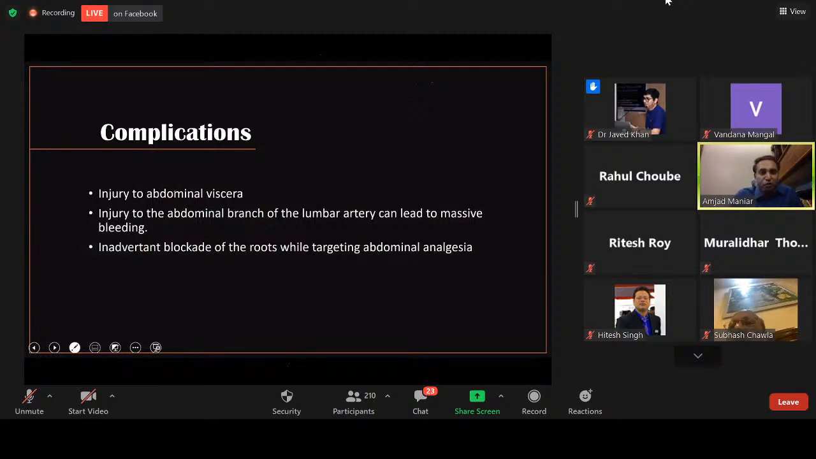Apart from the usual bouquet of complications with regional anesthesia, the usual complications that we can expect are injury to the abdominal viscera, because the kidney and the bowels are very close. If you don't look out for the abdominal branch of the lumbar artery, you can hit it and create a lot of bleeding. And though theoretically they say that you can block the roots if you go too much towards the neuraxis, I haven't seen it happen in my years of using this blockade.